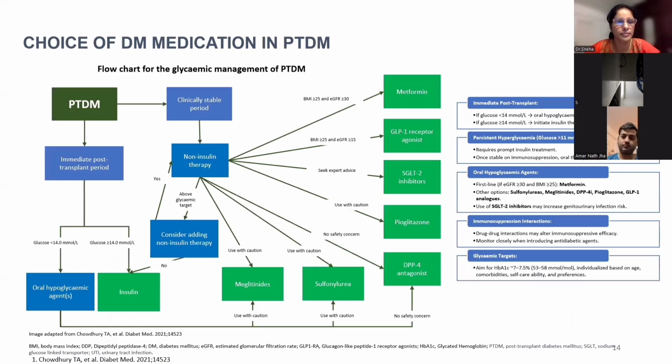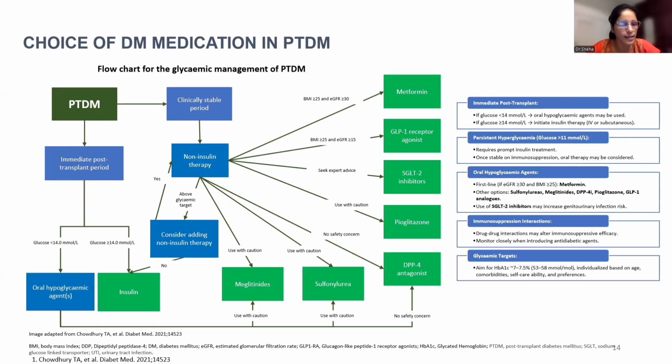Next. So how to choose the diabetic medications? In the immediate post-op period, depending upon the glycemic status, go for insulin. If the glycemic status is not bad, we can consider oral hypoglycemic agents. The safer one is DPP-4 inhibitors. And once stable graft function is achieved after some time, we can start the patient on oral hypoglycemic agents. The preferred ones are GLP-1 receptor agonists or SGLT2 inhibitors.